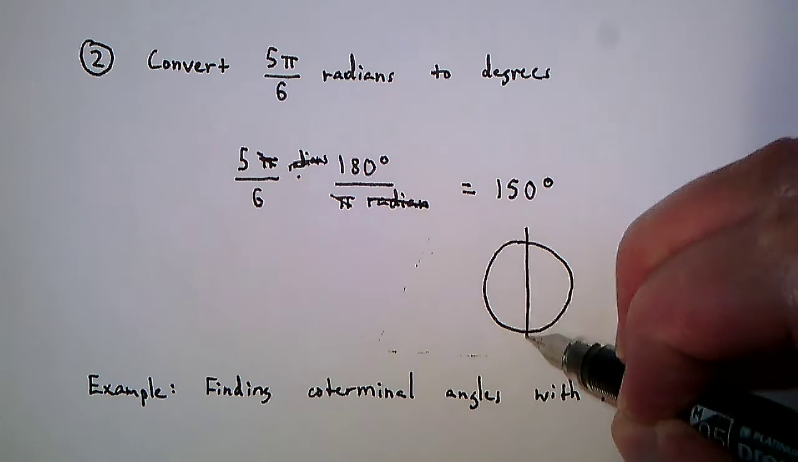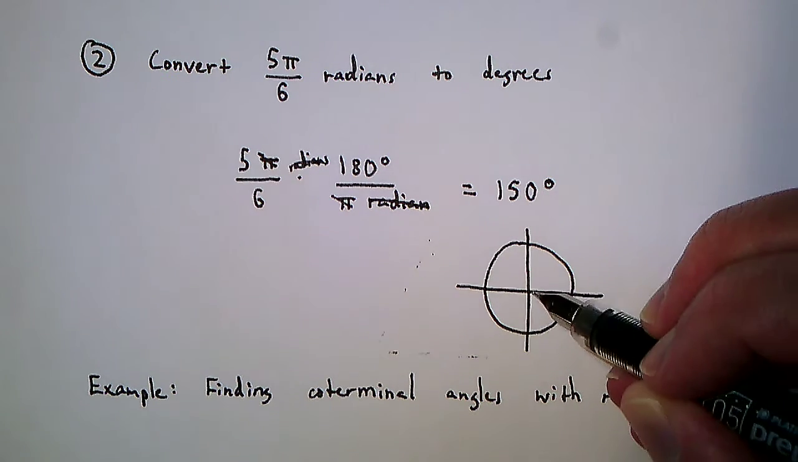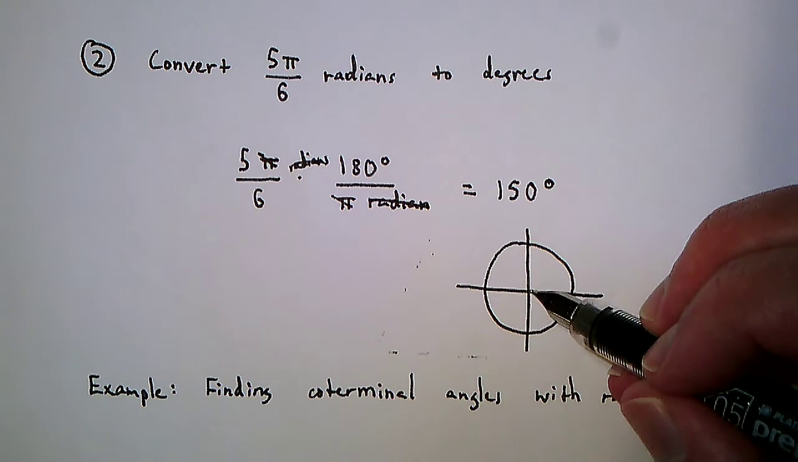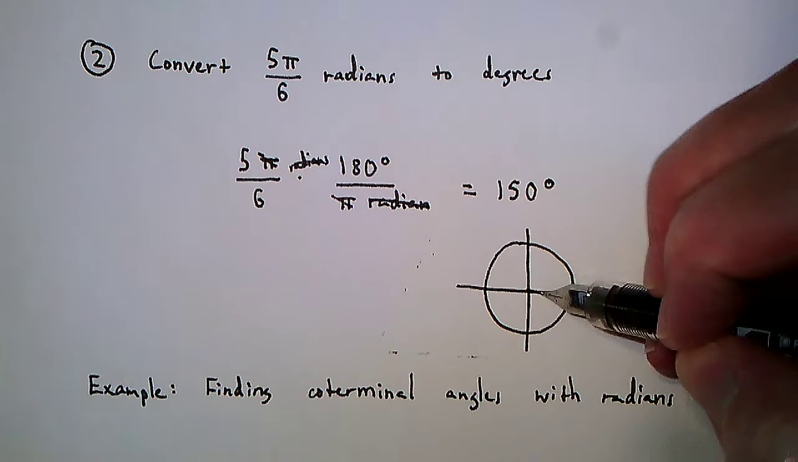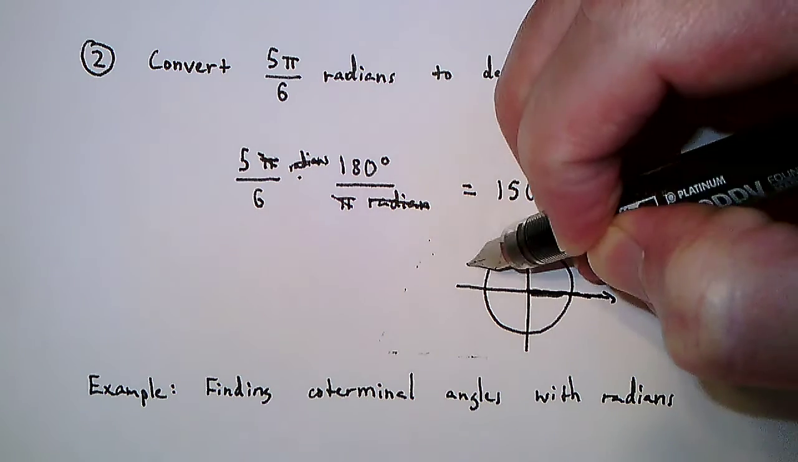So this is another angle that you might have seen in the previous section. If we were looking at a unit circle centered at the origin and we looked at an angle in standard position, this angle would look something like this.